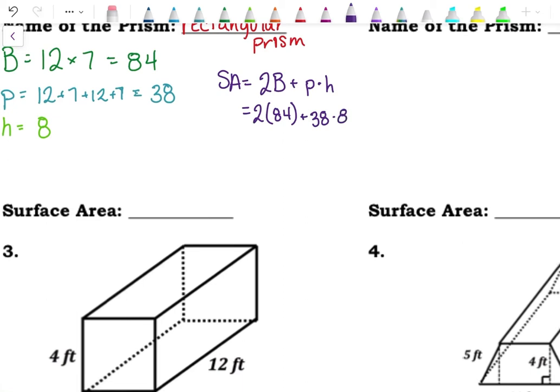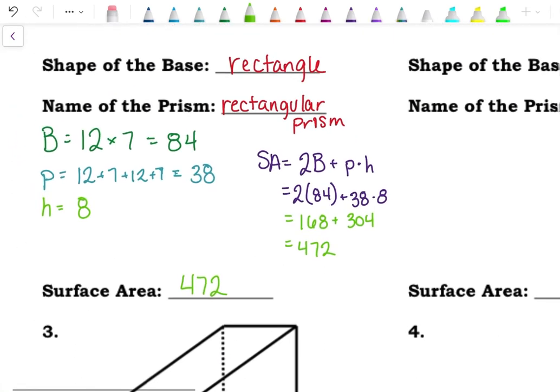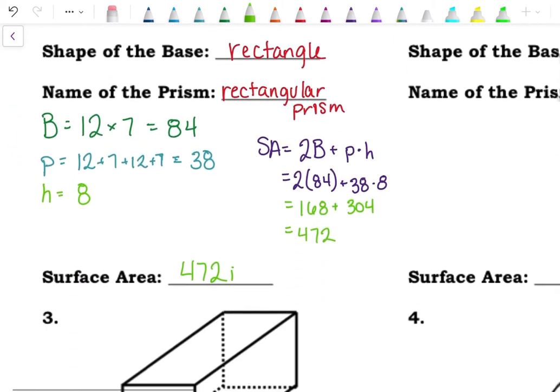84 times 2 is 168, so that's going to be 168. And 38 times 8 is 304. So I'm going to add those together, and I get 472. So my surface area is 472. This is in inches, so inches squared is my surface area.